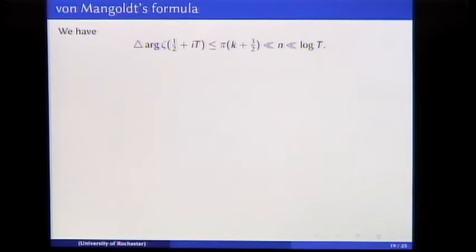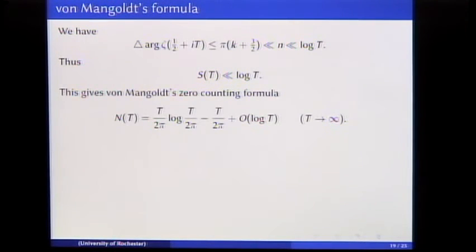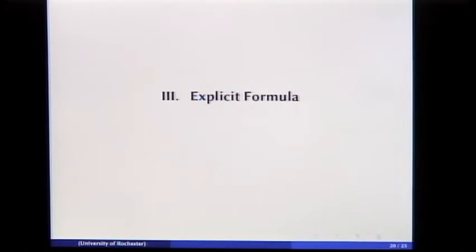Okay, so now we have the change in arg zeta along R. Sorry for the typo. That is less than or equal to pi times k plus 3/2. We saw that before. k is less than or equal to n, and n is less than log t by this argument from Jensen's formula. So that means that S of t is less than log t. And now we get the Backlund-Mangoldt formula.